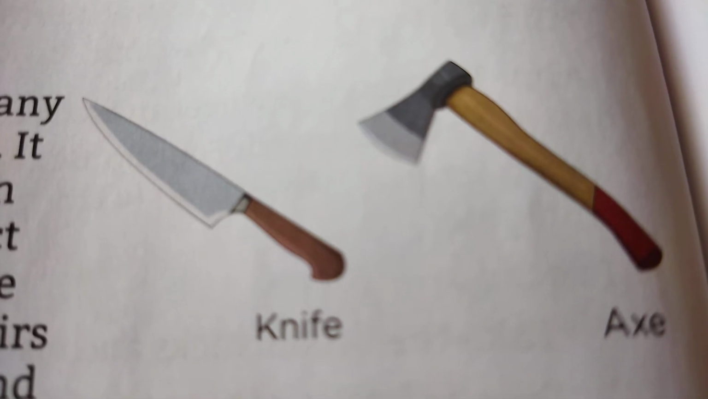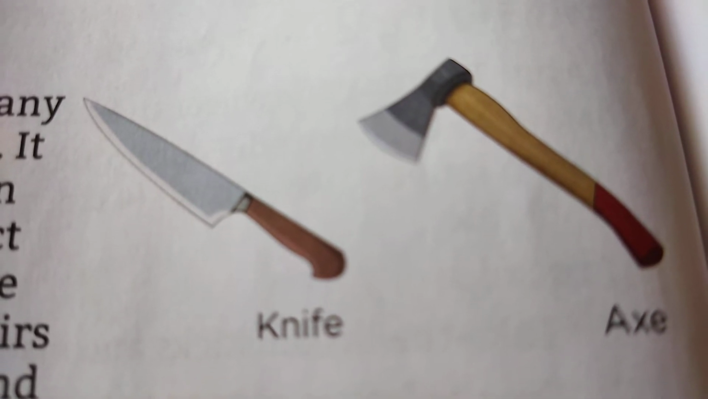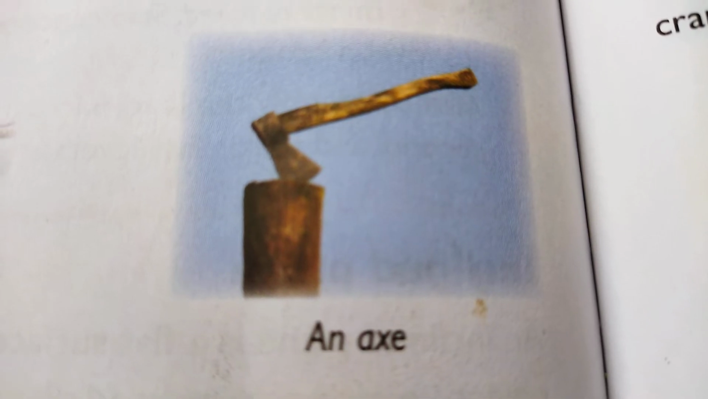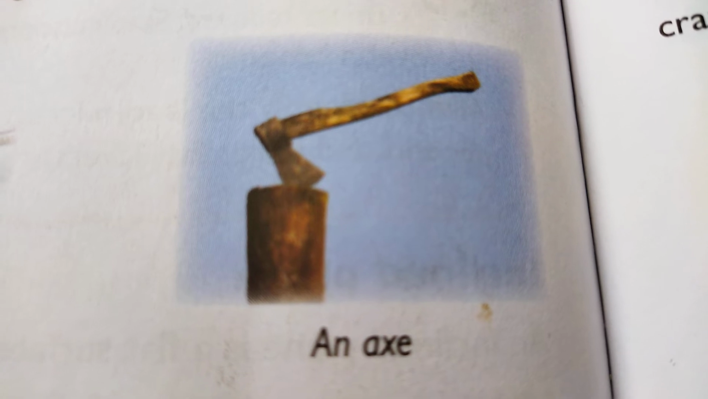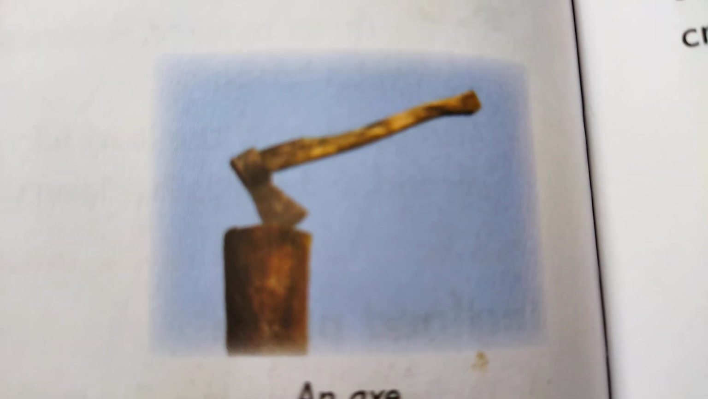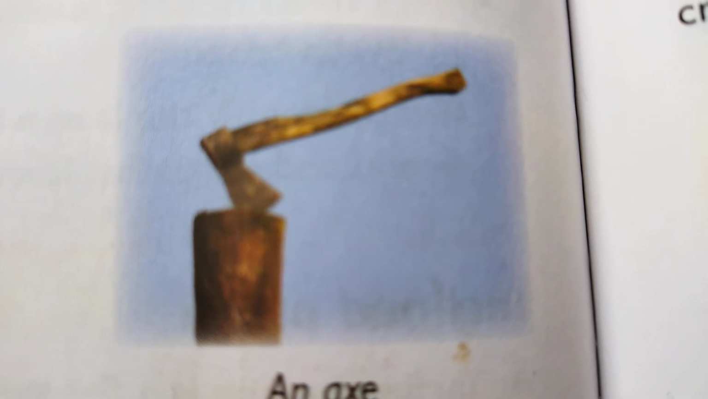As you can see in the picture, children, the cutting edge of a knife and the head of an axe is a wedge. Swinging the axe into a log can split the log apart. So, children, a wedge is used to push apart two objects. It is used to cut and it is used to split also.